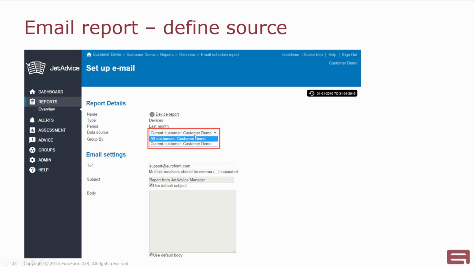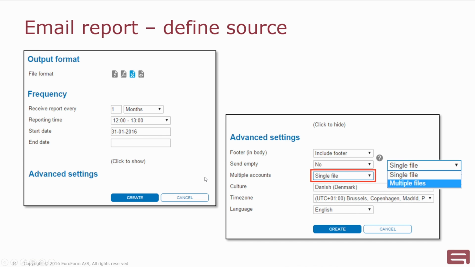Choose your data source here, fill out any of the information for who it should be sent to. You can change the subject, and you can change the body if you like. And like before, you can choose your output formats where we have CSV, PDF, Excel, or XML. You can also look at the frequency. It's really about the same thing as what you're used to.